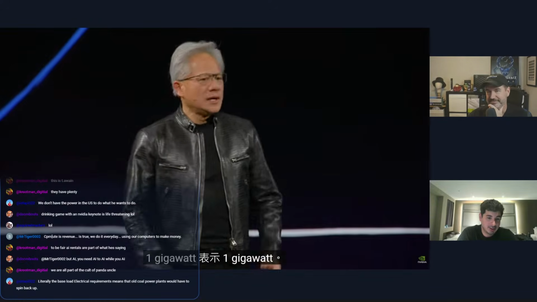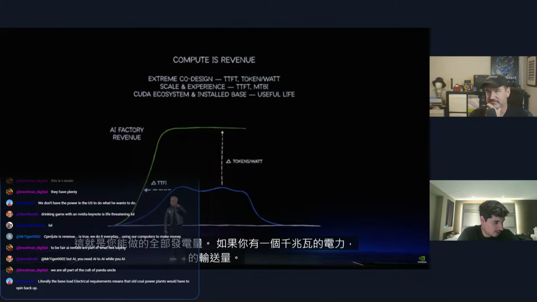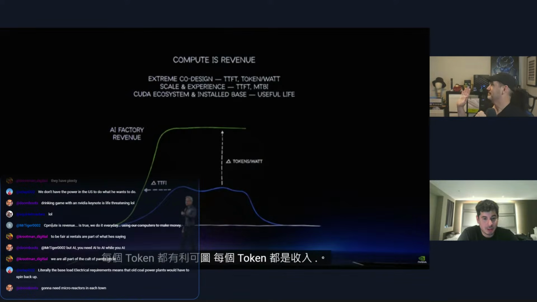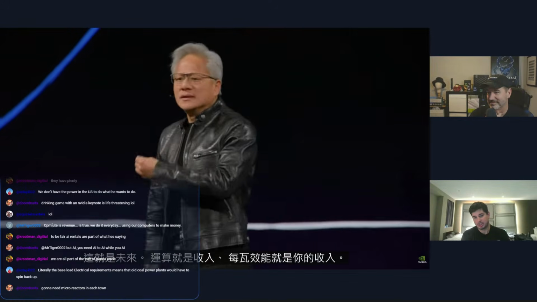If you have 1 gigawatt of power, then throughput per watt is revenues, because every token is revenues. Every token is profitable. This is the future. Performance per watt is your revenues.